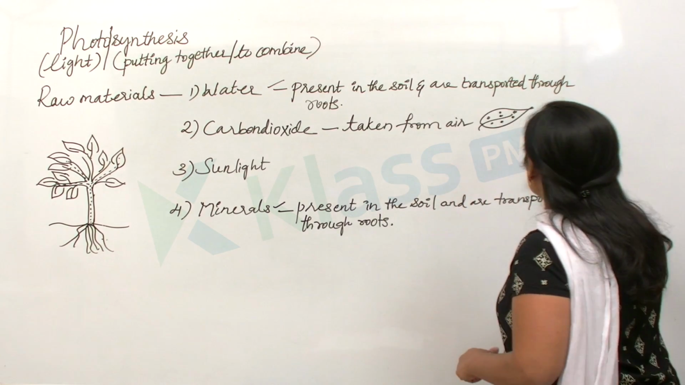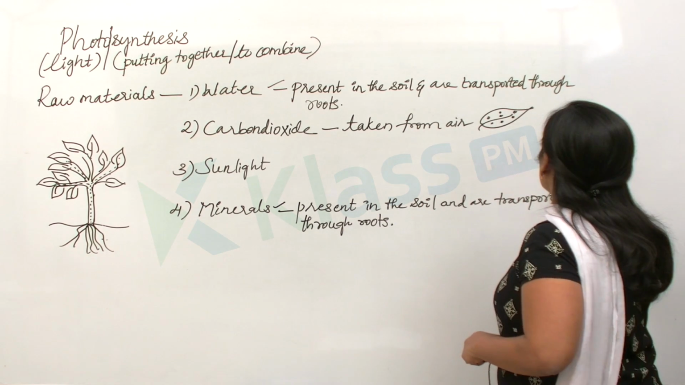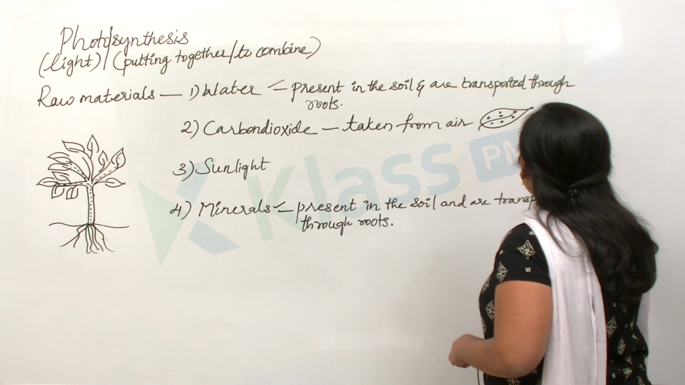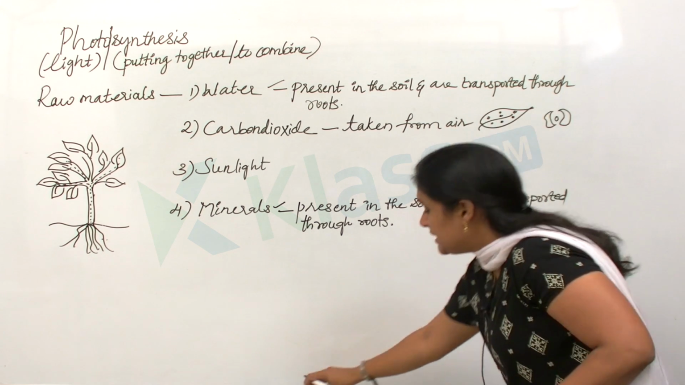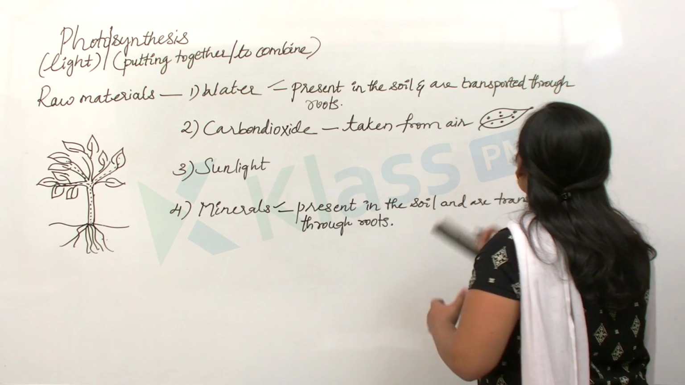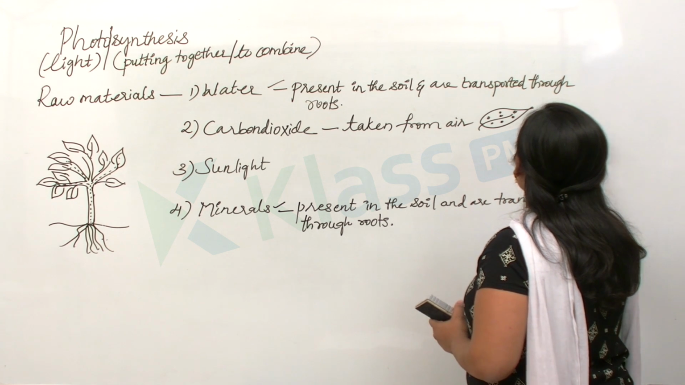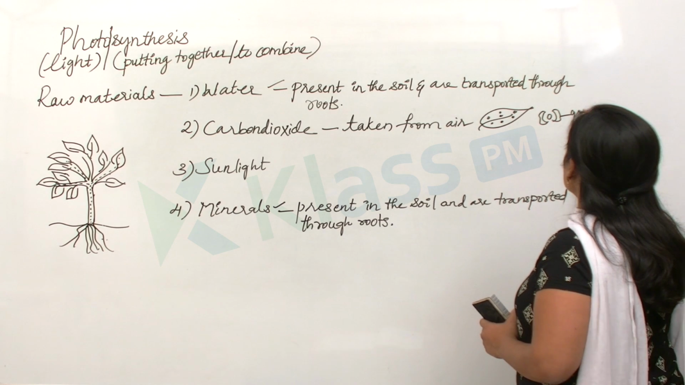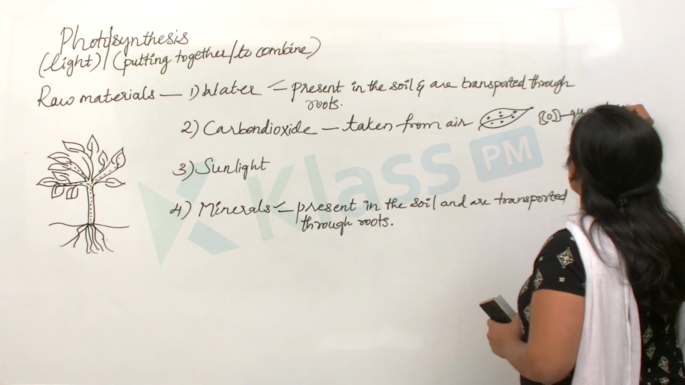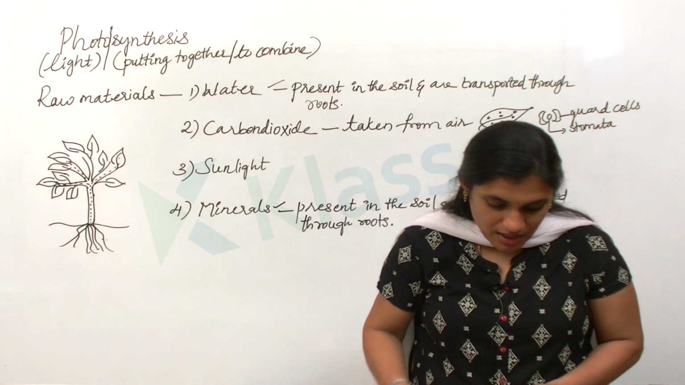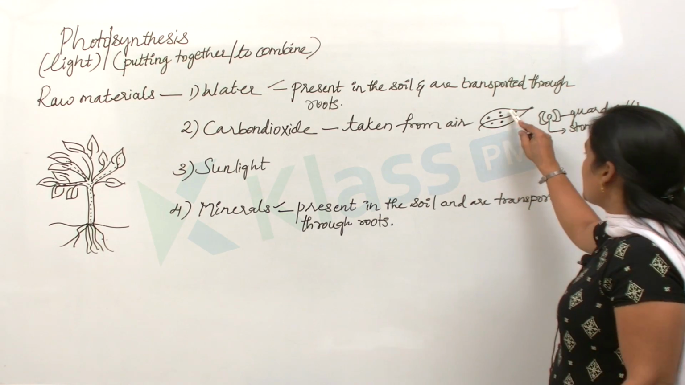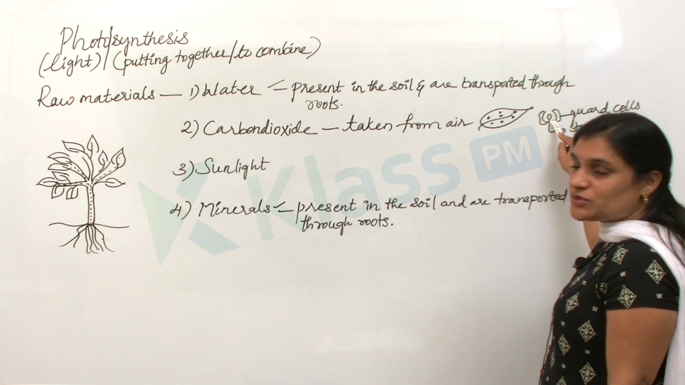These tiny pores are surrounded by kidney shaped cells, and these cells are called guard cells. What are they called? These are called guard cells, and this tiny pore is said to be the stomata. So what does this do? As the leaf has tiny pores on it, you can see the structure of the stomata here.